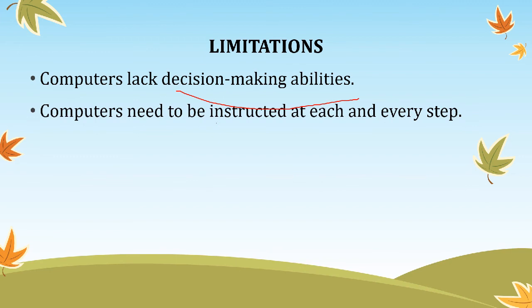Computers need to be instructed at each and every step. If computers want to perform operations, they can do so only with the help of human beings. So it needs instruction from human beings. For each and every step, human beings have to instruct the computer. Only then it can work.